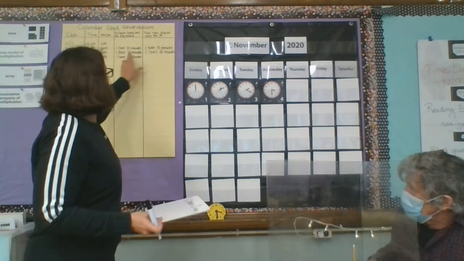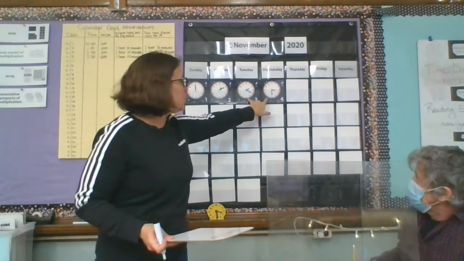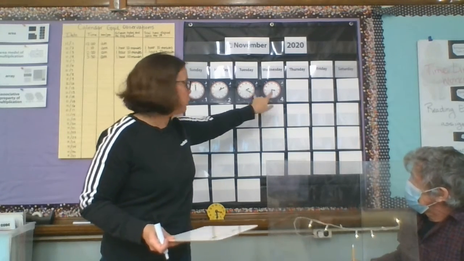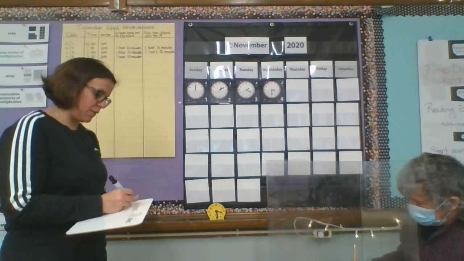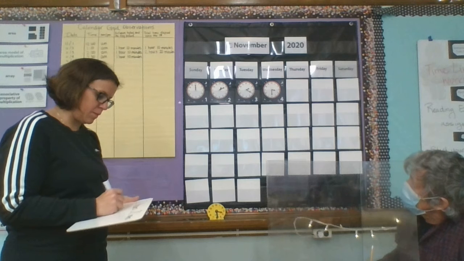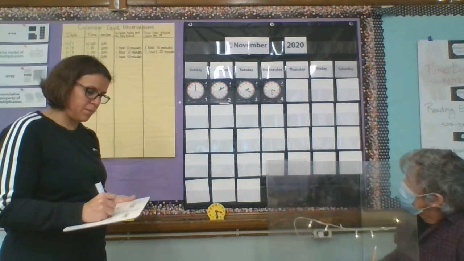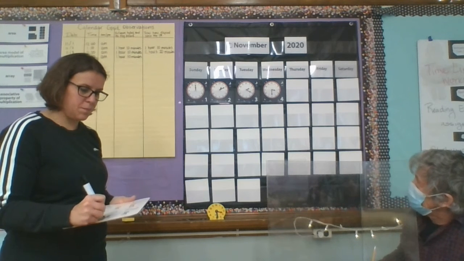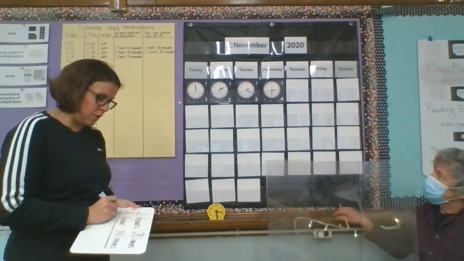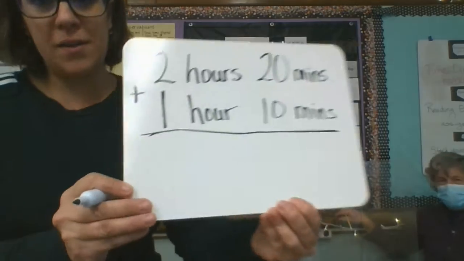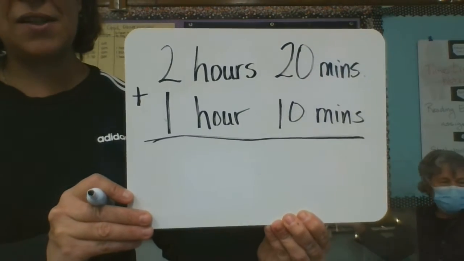So to this, we're going to add the time in between the 3rd and the 4th. And you told me that it was 1 hour and 10 minutes. Yes. We are adding. There we go. This is what your number sentence would look like.